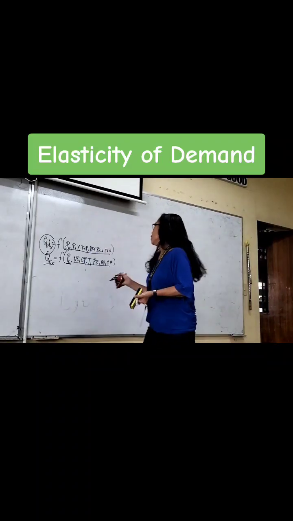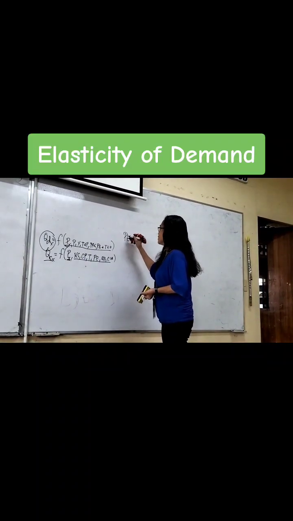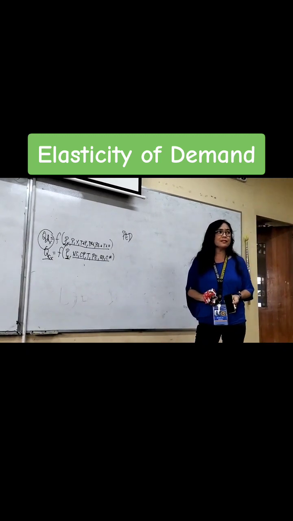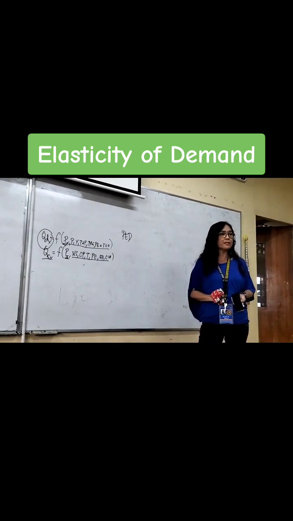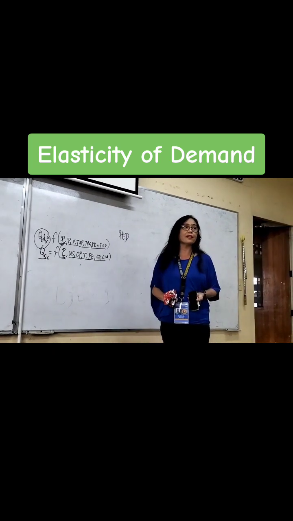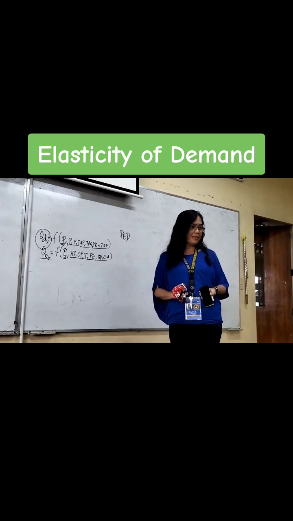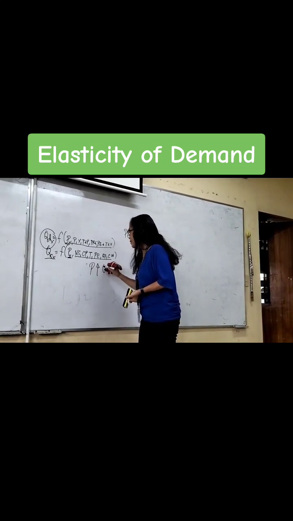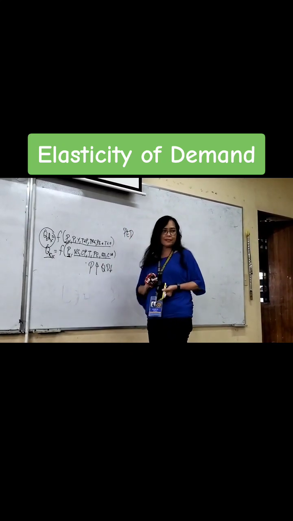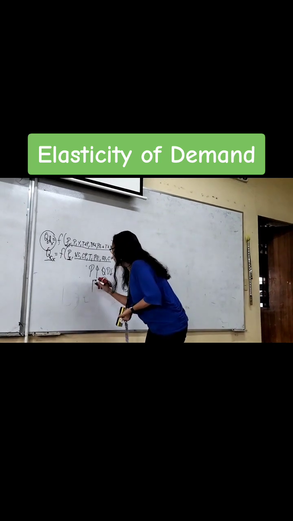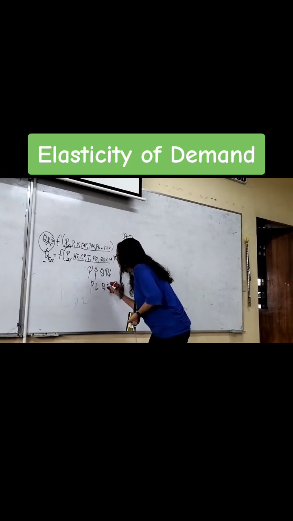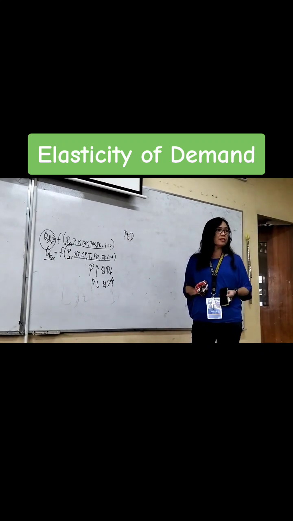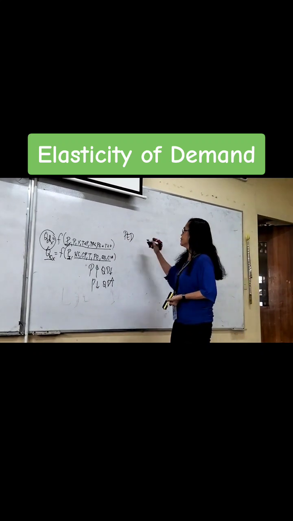Especially on the buyers, we have price elasticity of demand. Price elasticity of demand measures how responsive the buyers are when there is a change in the price. We all know that when price increases, quantity demanded decreases, or vice versa. When price decreases, quantity demanded increases. So we have to measure the change in quantity demanded.